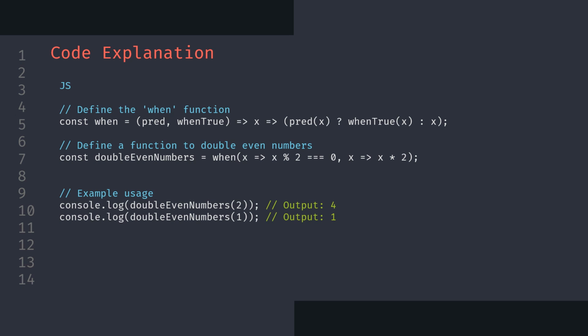The when function accepts a predicate and transformation function. It returns a new function that applies the transformation only if the given condition is met.